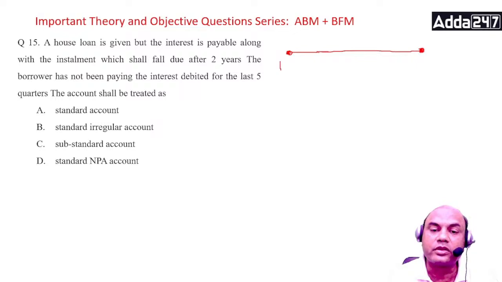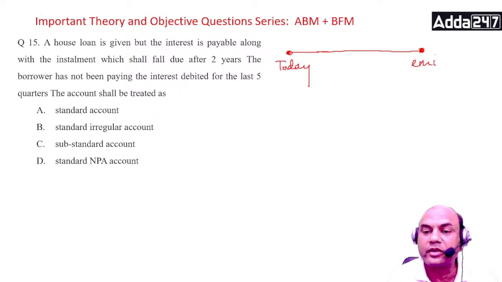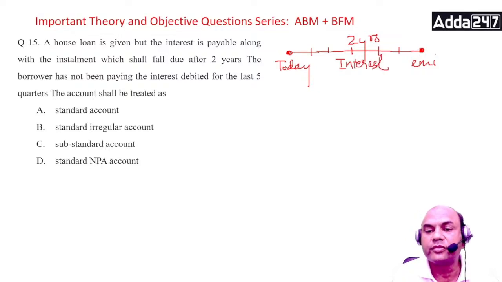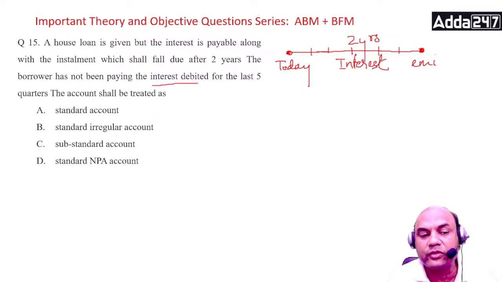So today I have given the loan, but the EMI will start after 2 years. What will that customer pay within that period? Actually, he has to pay nothing, but as per banking rules, we generally collect the interest part. That's called pre-EMI interest. Now the question is, the borrower has not been paying the interest debited for the last 5 quarters. So this interest was not paid within the moratorium period. What shall the account be treated as?